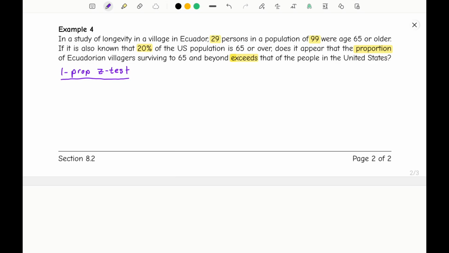Next, are there at least 5 successes? Yes, there's 29. Are there at least 5 failures? Yes, there's 70. So we can do this. The claim is that the proportion exceeds the US, so greater than 0.20. The null then will be p equals 0.20, and the alternative will be p greater than 0.20. So this is another right-tailed test. Yet again, alpha was not given, so we're going to use 0.05.